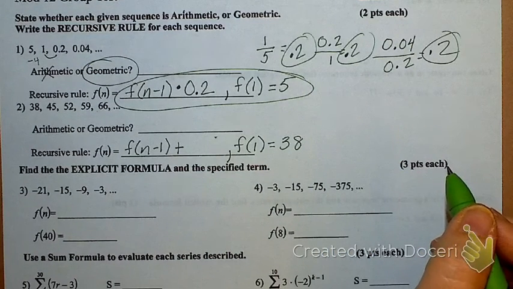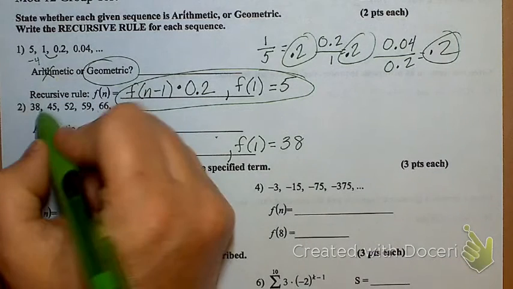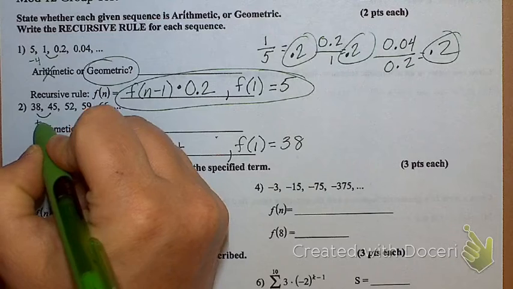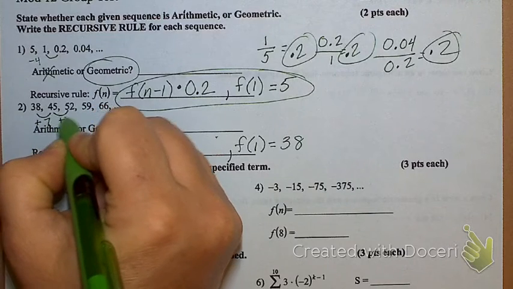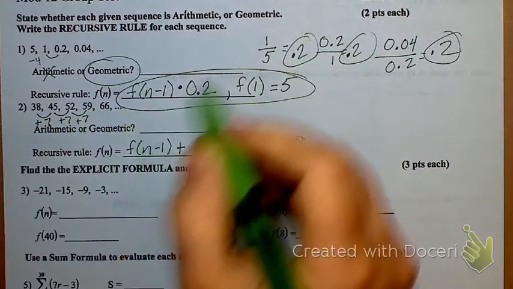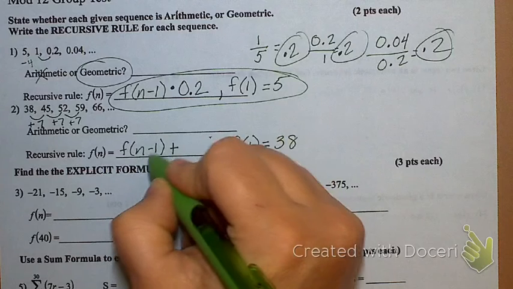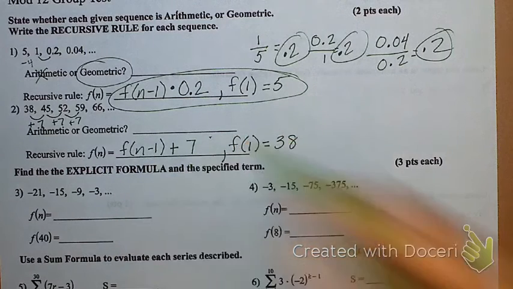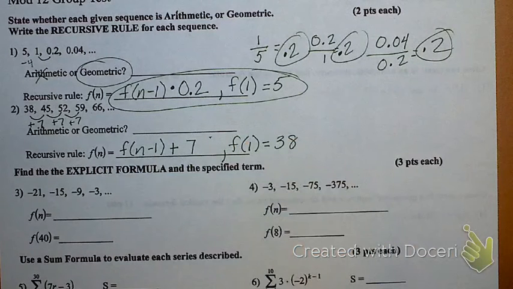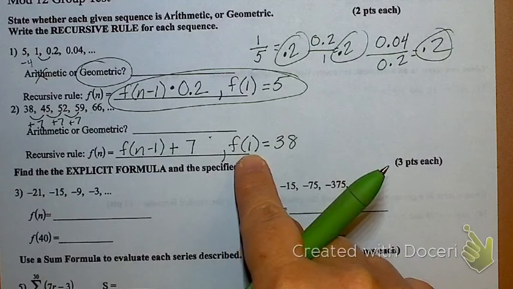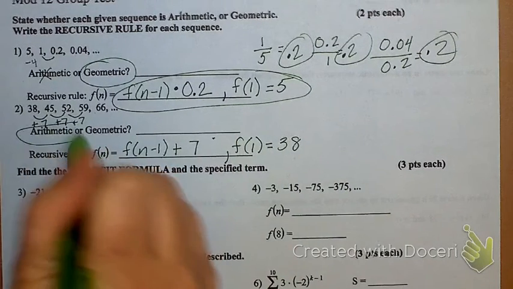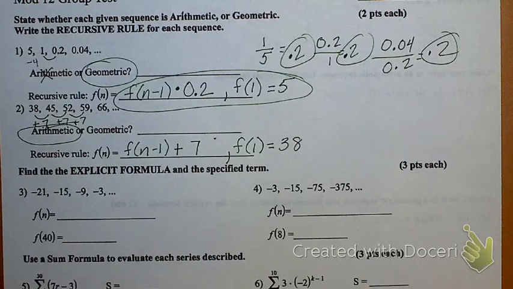Now, number 2, is it arithmetic or geometric? Arithmetic. What are they adding each time? 7. Plus 7, plus 7. So it's going to be f of n minus 1 plus 7 is my rule, including the f of 1 equals 38. I'm going to circle arithmetic because that's what that one is.